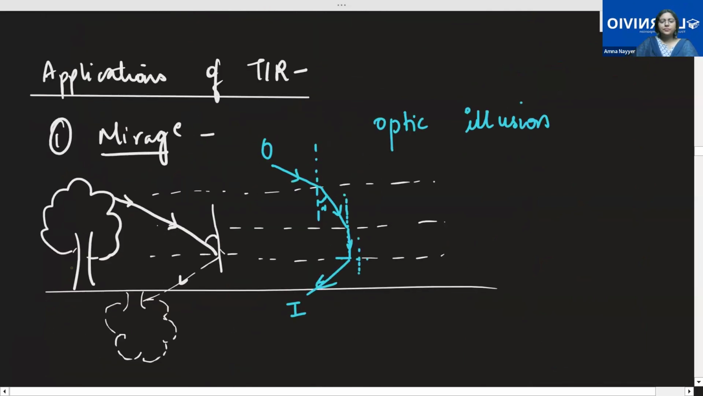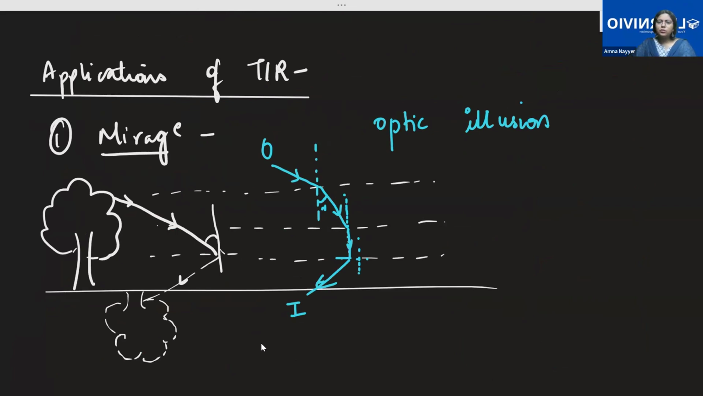Please write it, all of you. That completes your total internal reflection. Now mirrors and TIR are done, so we'll have spherical refracting surfaces now, the next topic.